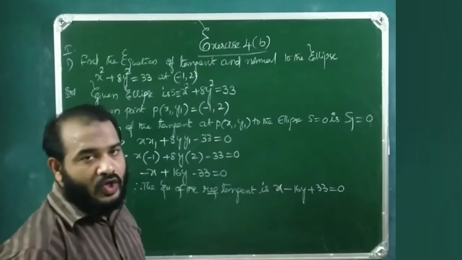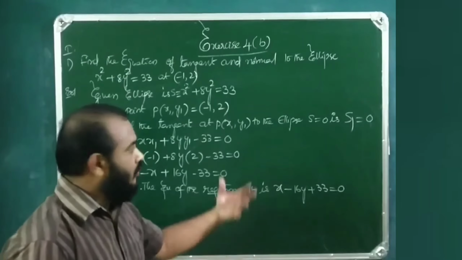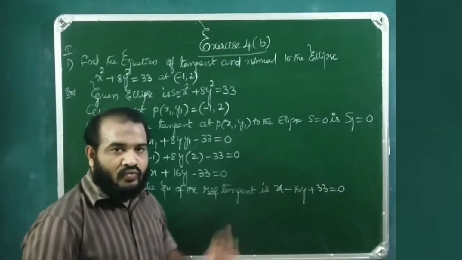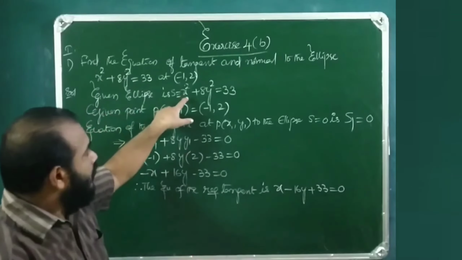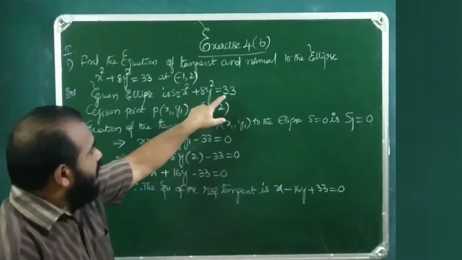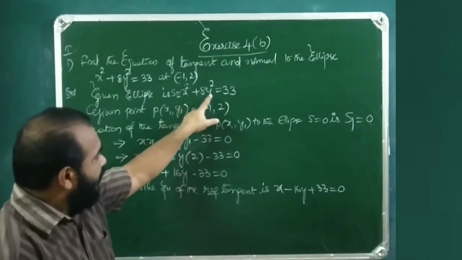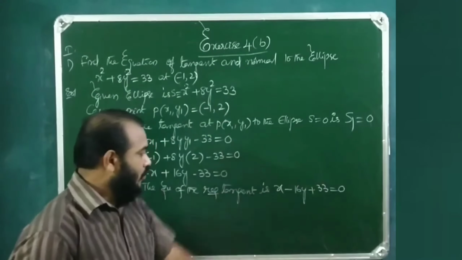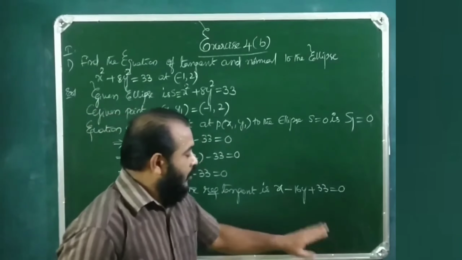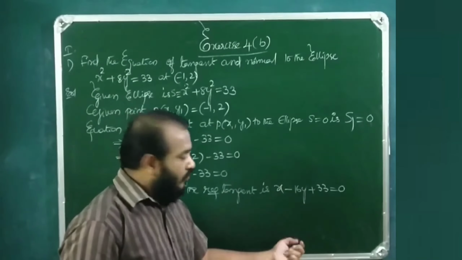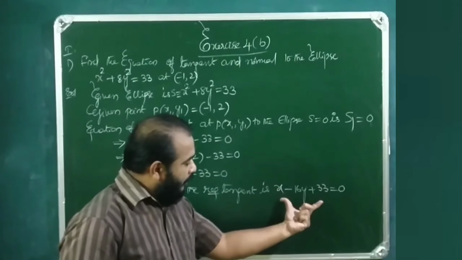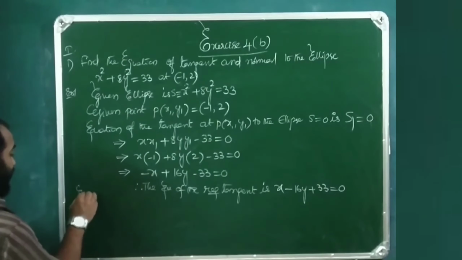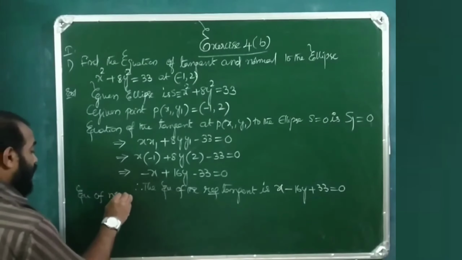And the equation of the normal: no need to use the formula a square x by x1 minus b square y by y1 equals a square minus b square. This can be written as x square by 33 plus y square by 33 by 8 equals 1 and all. But the normal is perpendicular to the tangent. What is the perpendicular equation of this? So now the equation of the normal.